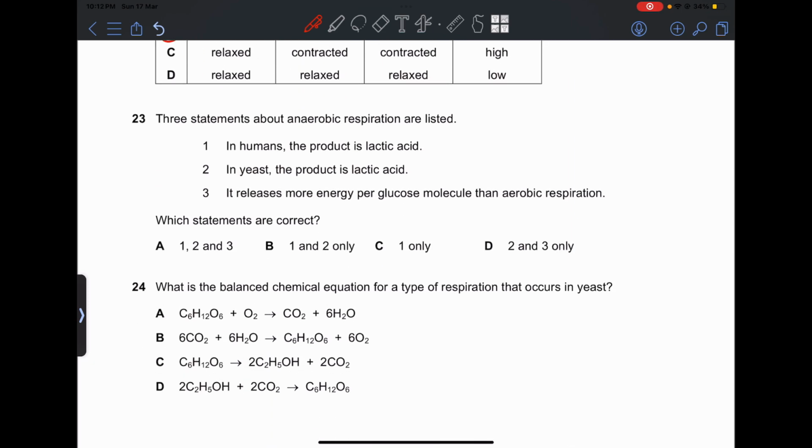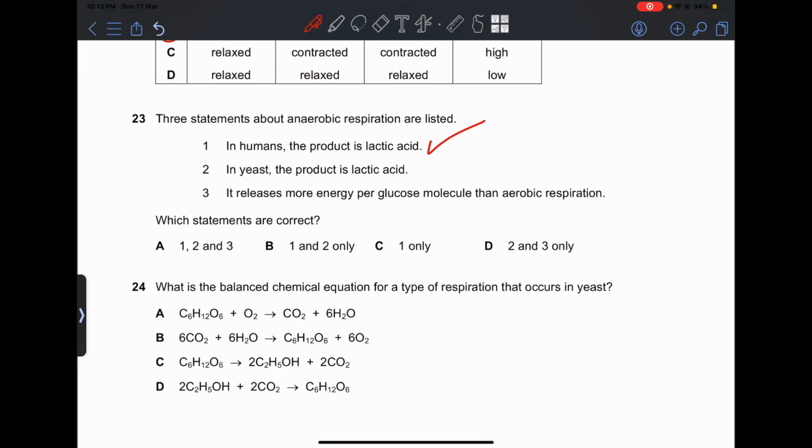23. Three statements about anaerobic respiration are listed. In humans, the product is lactic acid. In yeast, the product is lactic acid. It releases more energy per glucose molecule than aerobic respiration. Of course, first of all, in humans, the product is lactic acid. This is correct because, as we all know, if you go and do some vigorous exercise, then your body will not have enough oxygen to keep up with your exercise. So anaerobic respiration will take place. This will cause oxygen debt because lactic acid will be produced in your blood, which is actually toxic.